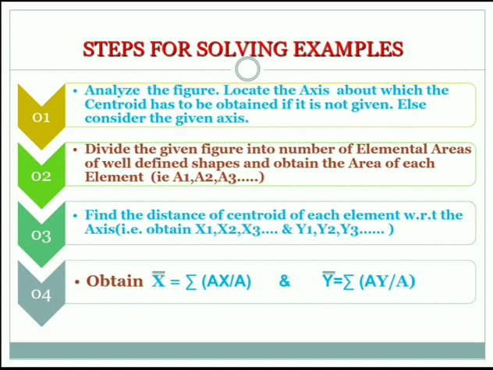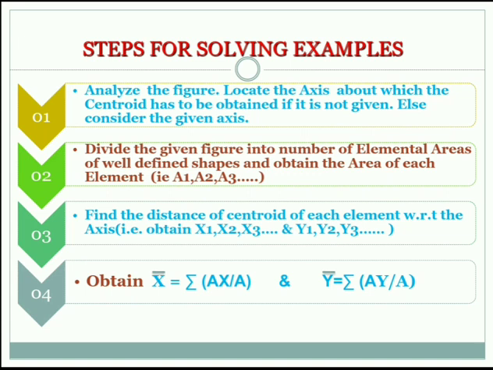Now it depends on how many elements we are dividing our figure into. Generally, with respect to the examples, the maximum will be 4. It's very rare that in an example we have to take 5 elemental areas. So the maximum number of areas we deal with at a time is 4, and the minimum will be 2.